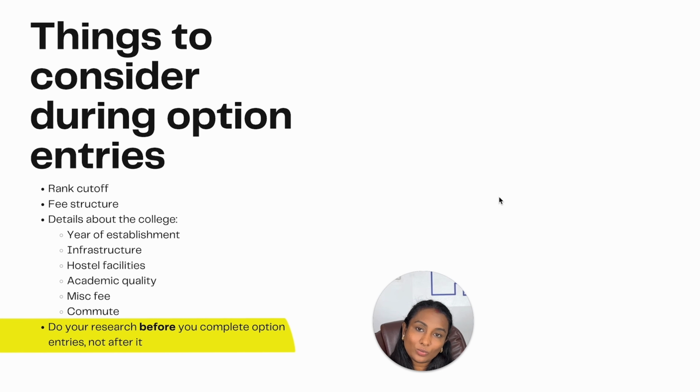What we sincerely request, or maybe suggest, is do your research before you make your preference list. Once you do the option entries and the seat is allotted, there is very little that you can do. The first round is fine, it is a free exit. But from the second round onwards, you will lose money, and you will lose your chances of eligibility for the mop-up round. From the second round onwards, the rules and regulations are quite stringent, tough, and very rigid. So it's very important that you do enough research before listing your choices in your option entry list.